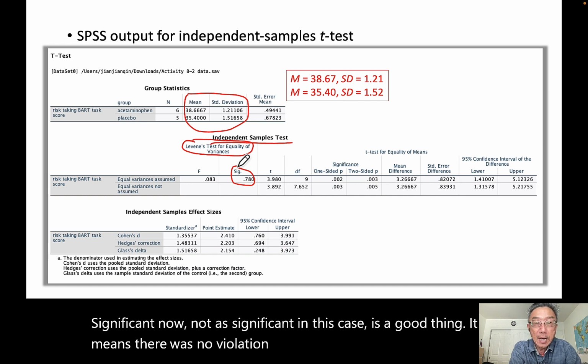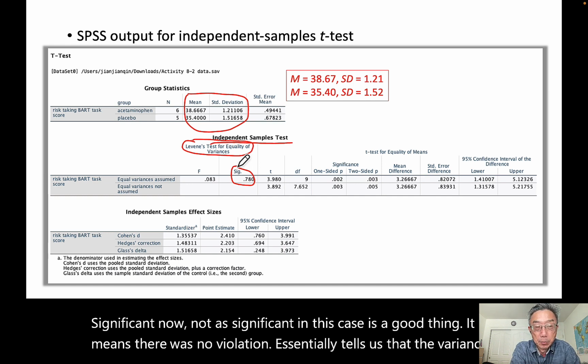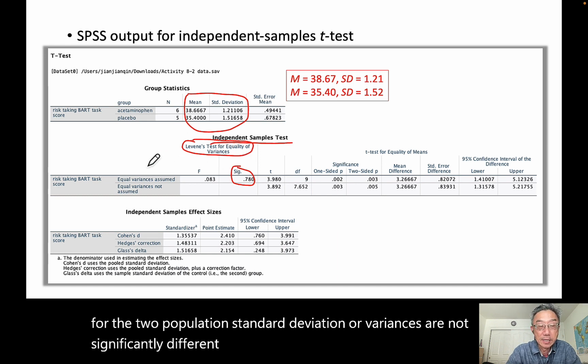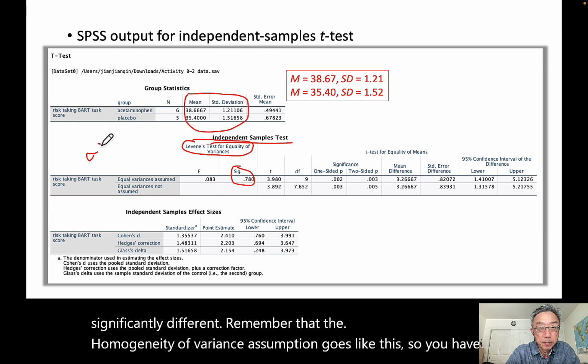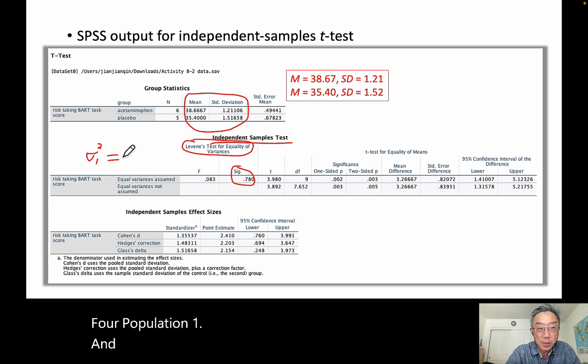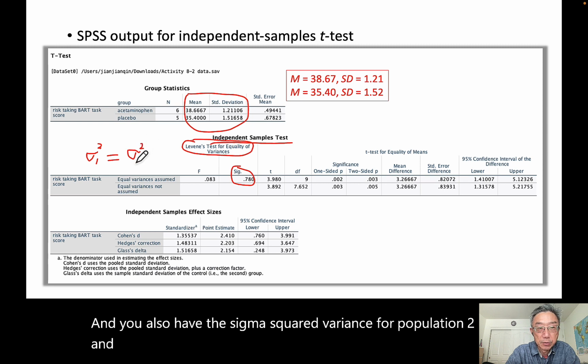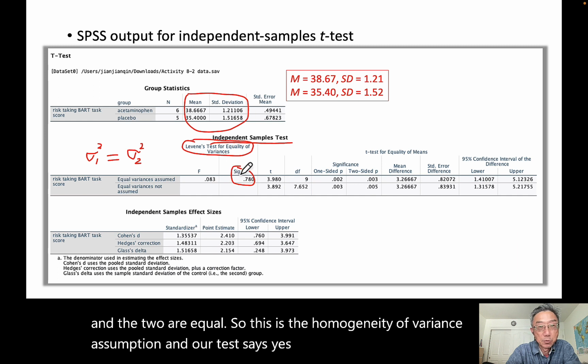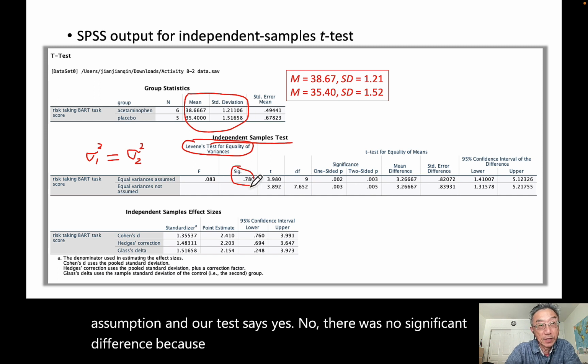Essentially, it tells us that the two population variances are not significantly different. Remember that the homogeneity of variance assumption goes like this: you have sigma squared for population 1, and you also have sigma squared, the variance, for population 2, and the two are equal. So this is the homogeneity of variance assumption. And our test says no, there was no significant difference, because p equals 0.78.